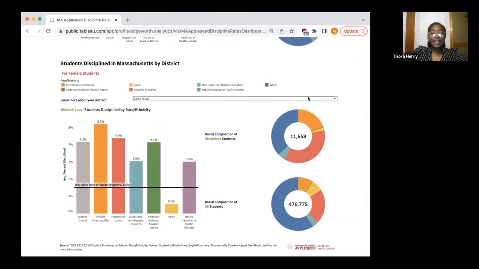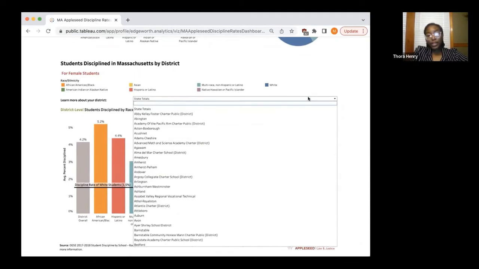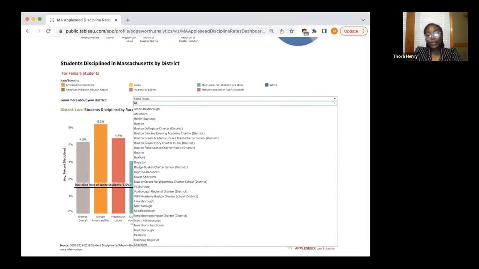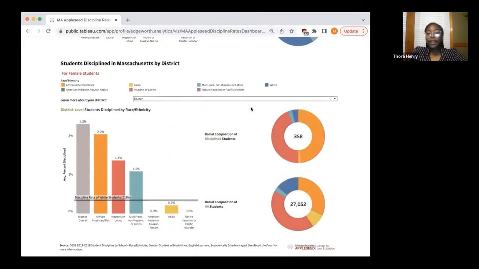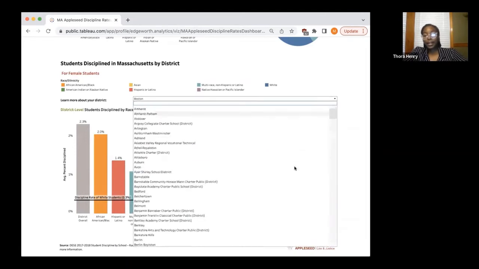Yeah, so as Melanie said, it is pretty similar to the first graph, except you can search for your specific district. So for example, we're going to do Boston, as that is where we got most of our students and interviewees from. If you look, you can see the discipline rate of white students, which is 0.3%. And as you said, if you click, you could do the district overall, or you can do African American, Hispanic, multi-race, etc. And same thing on the other side with the pie chart looking things. So you can do overall students, or the racial composition of all students, or you can do the ratio to disciplined students. This is just a good overall tool, where you can check where you're from to see what's going on in my city, what's going on in my district.